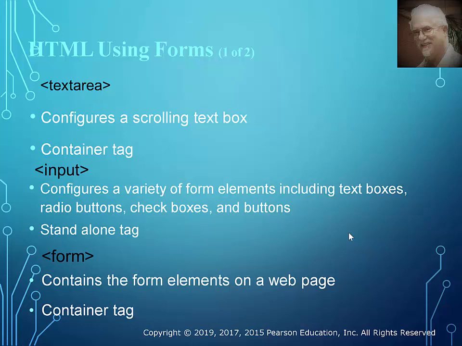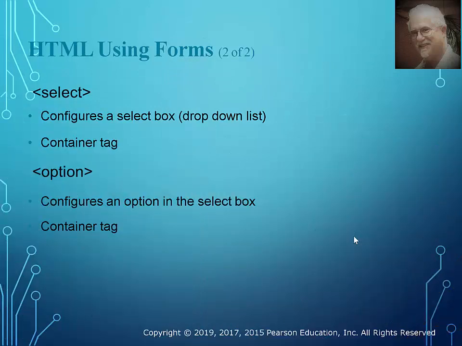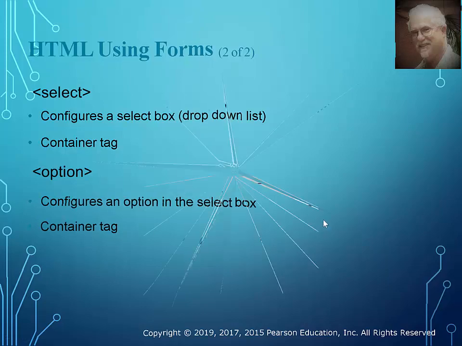So some different types of elements. You have text areas. You see this a lot. This often configures a little scrolling text box. Most of these things are container tags. Then you have input, a very common thing. It configures a variety of form elements, including text boxes, radio buttons, check boxes, other buttons. It is a standalone tag, so it's an empty tag. And of course, the form tag itself, which everything goes inside of, and it is also a container tag. And then you have things like select boxes, that's a container tag. Options, very similar, a container tag.